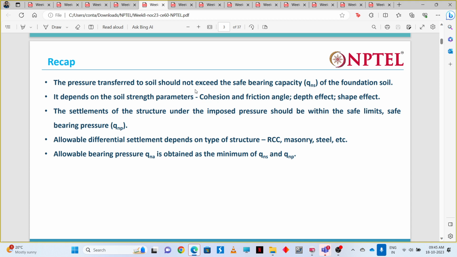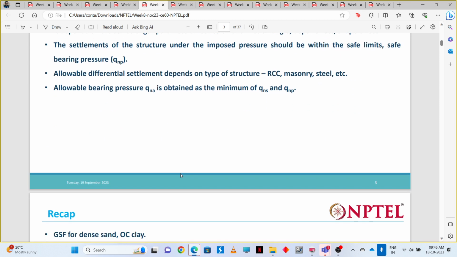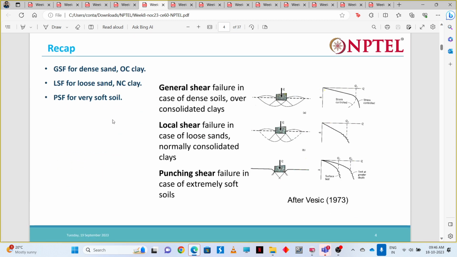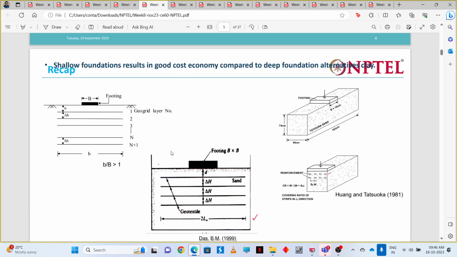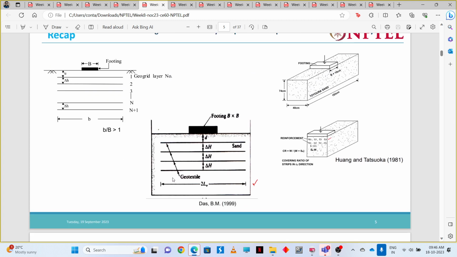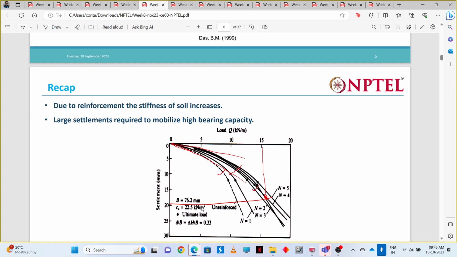Pressure transferred to the soil should not exceed the safe bearing capacity. All these things we know. These are the modes of bearing capacity failure: general shear failure, local shear failure, punching shear failure. Then we saw how to increase the bearing capacity of the soil by reinforcing it with geotextile, geogrid or steel strips.